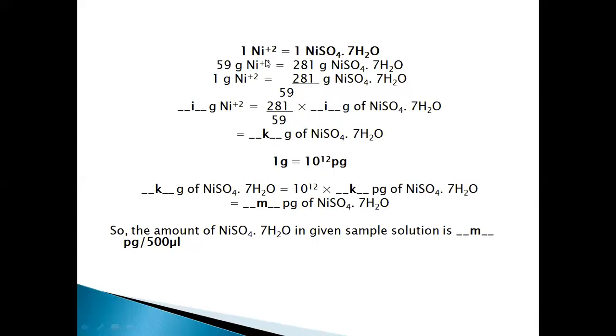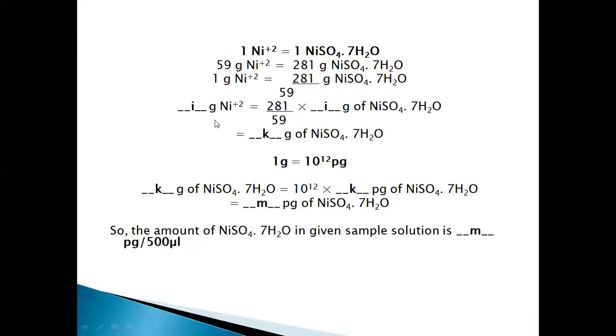Now, by using the definition of mole, which is gram atomic mass, gram molecular mass, or gram formula mass of an atom, ion, or molecule under consideration, we can write 59 gram of nickel is equal to 281 gram of nickel sulfate. This 59 is actually the molar mass of nickel, and this 281 is actually the molar mass of nickel sulfate heptahydrate. So we now have this relationship: 1 gram of nickel is equal to 281 divided by 59 gram of nickel sulfate.